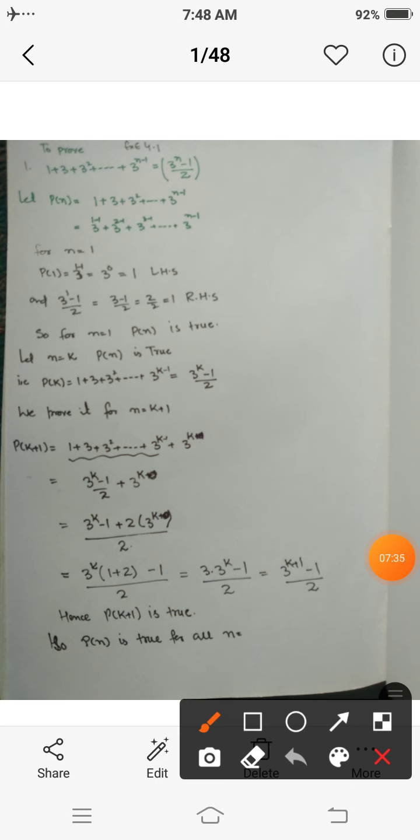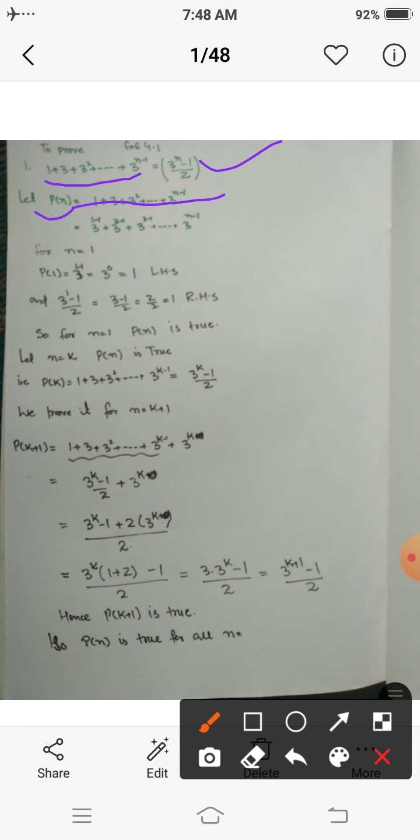Now the another question, which is question number 1 of exercise 4.1. We have to prove that 1 plus 3 plus 3 square up to 3^(n-1) is (3^n minus 1) upon 2. Let P(n) be the given statement. Now the given statement is here 1 plus 3 plus 3 square up to 3^(n-1). This is the given statement.